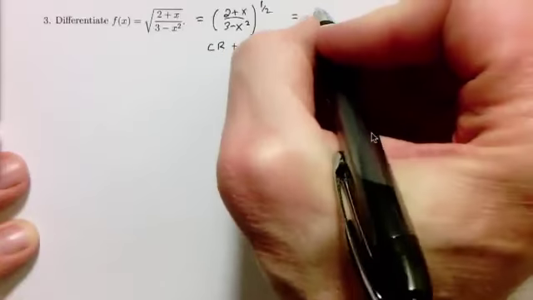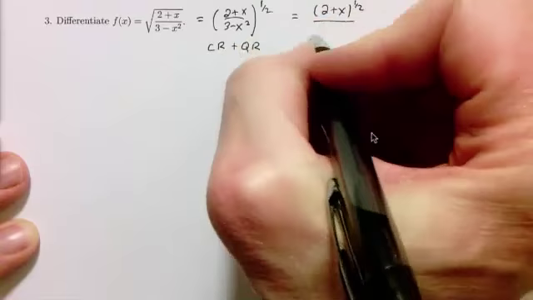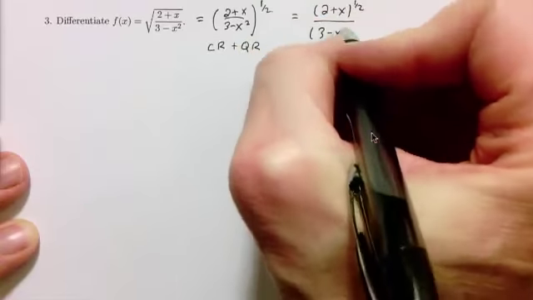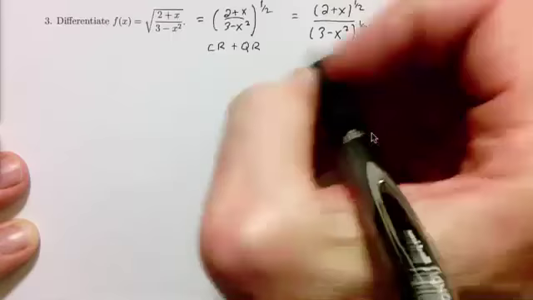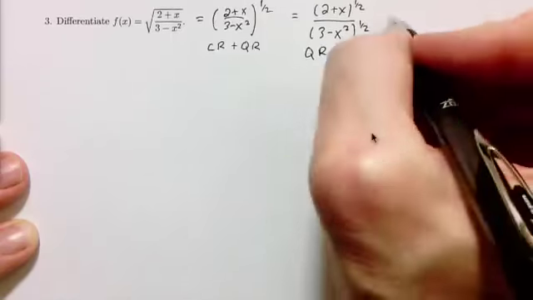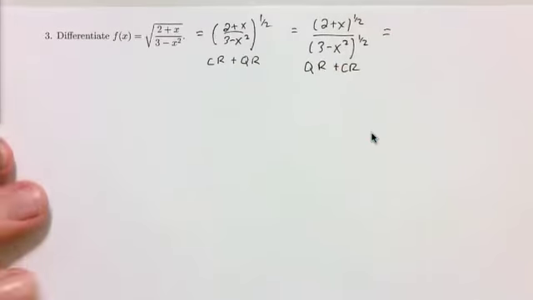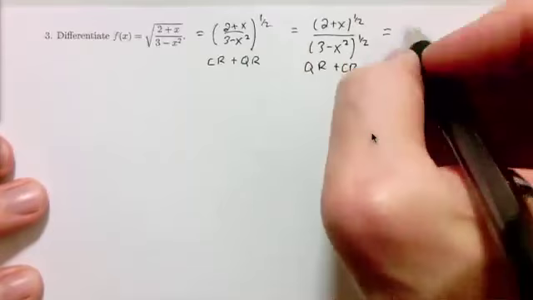Or I can write this as, using properties of exponents, I can distribute the exponent onto the numerator and the denominator. Now I've got a quotient rule followed by some chain rules. Or, once I have it in this form with the exponents up and down, I can bring the denominator up with the negative exponent.